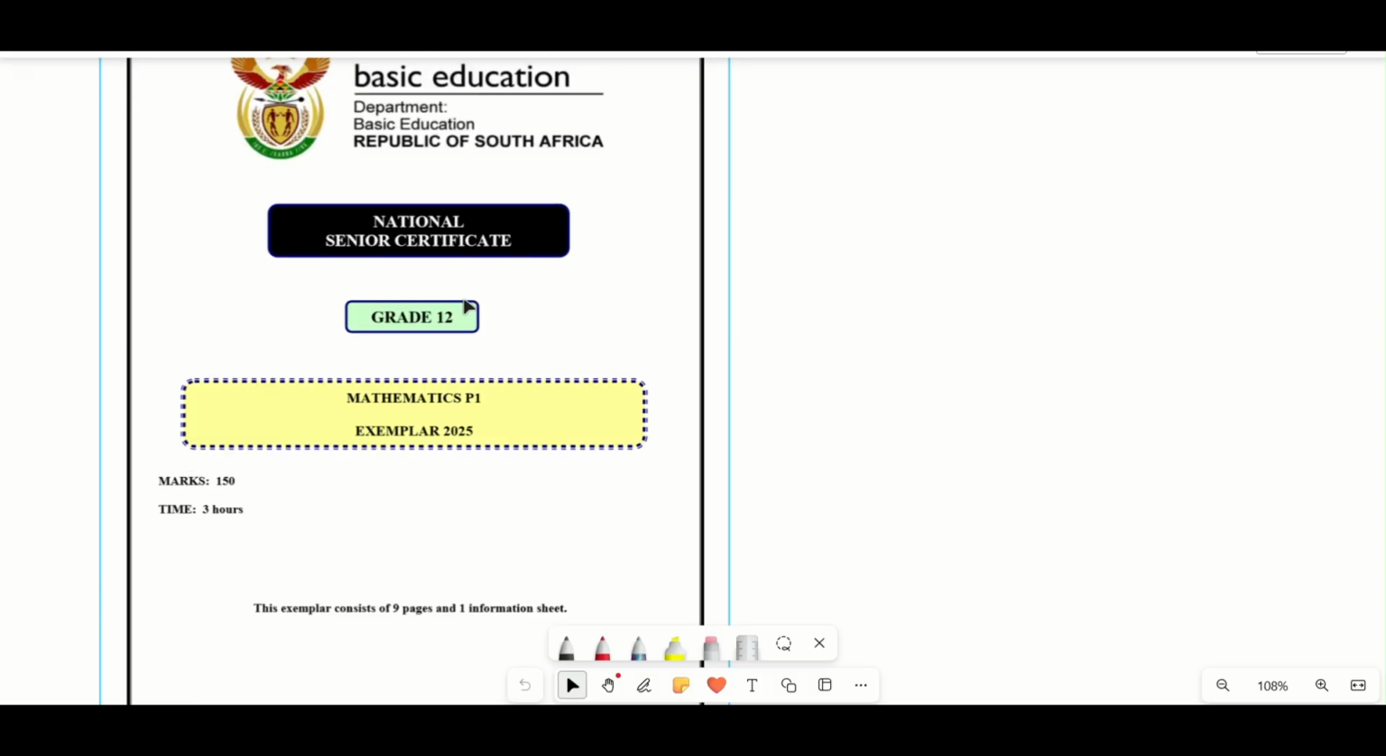Question paper here. This is a grade 12 maths paper 1. This is an exemplar for 2025. This was out of 150 marks for 3 hours.